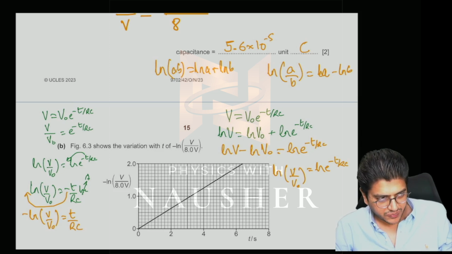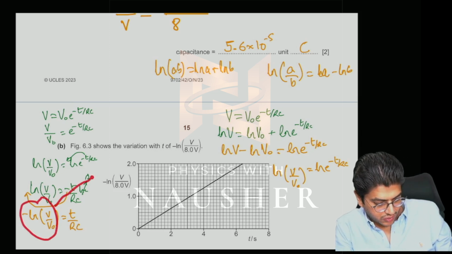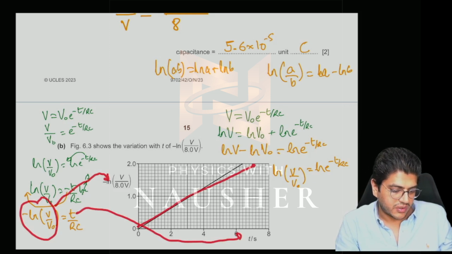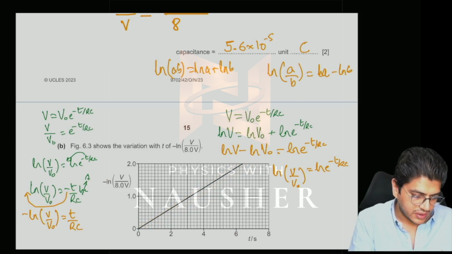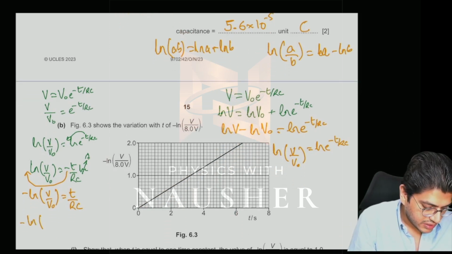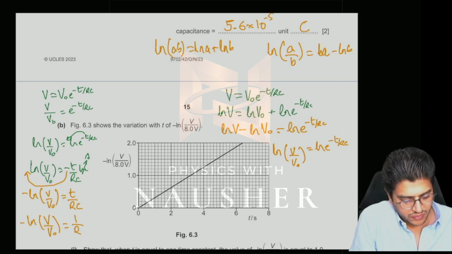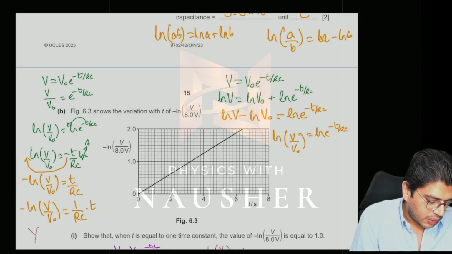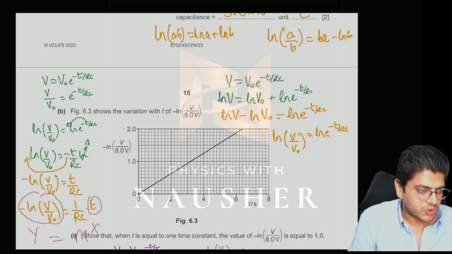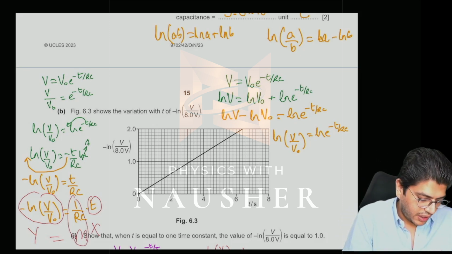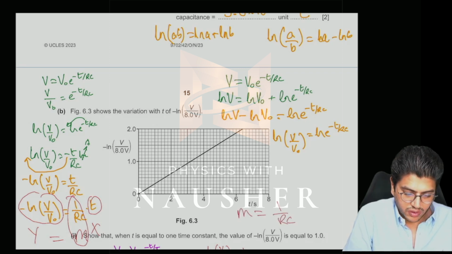So if you have minus ln V over V naught on the y-axis, and you have time on the x-axis, what does the gradient of this graph give? Look at this. This is called linearization of an equation. So minus ln V over V naught is equal to 1 over RC into t. Now this thing is on the y-axis, this thing is on the x-axis, so y is equal to mx plus c. Plus c is nothing. So the gradient of this graph would give you 1 over RC. I hope that makes sense.